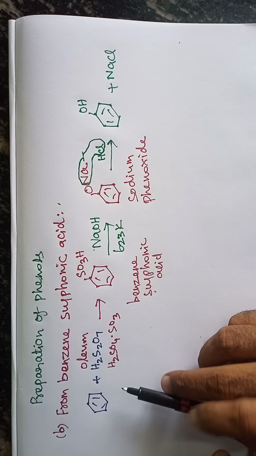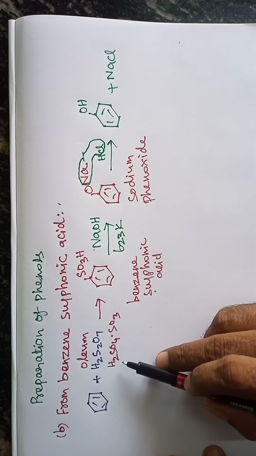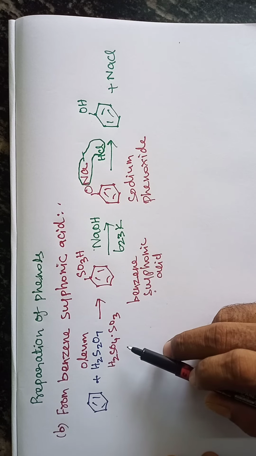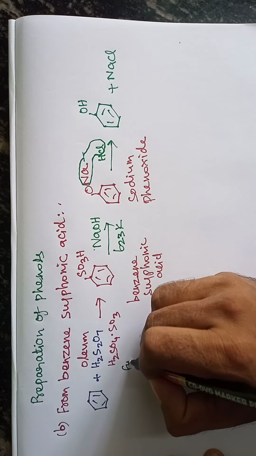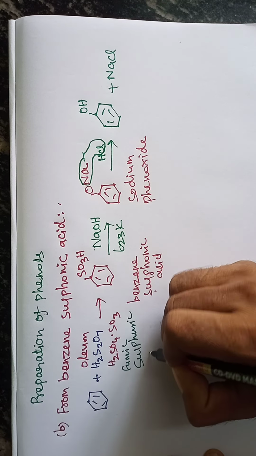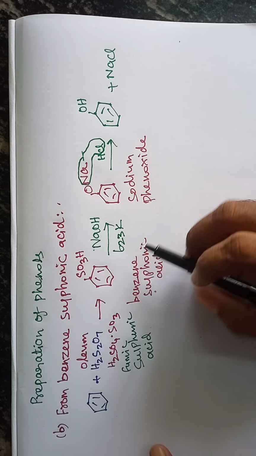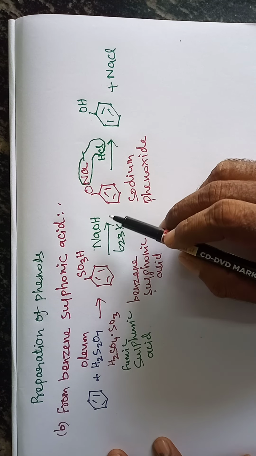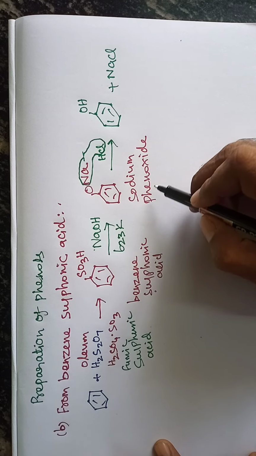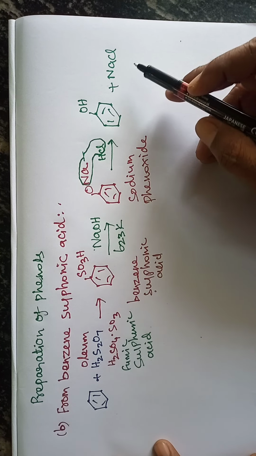In this method, benzene is treated with oleum, molecular formula H2S2O7 or H2SO4·SO3, a fuming sulfuric acid. So it gives benzene sulfonic acid. This benzene sulfonic acid, heated with molten sodium hydroxide at 623 Kelvin temperature, gives sodium phenoxide. This sodium phenoxide on acidification gives phenol and sodium chloride.